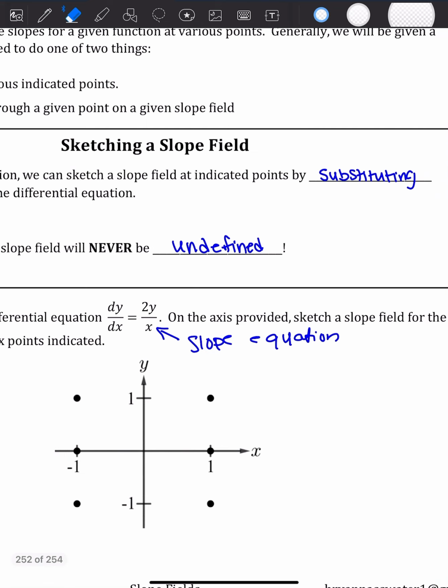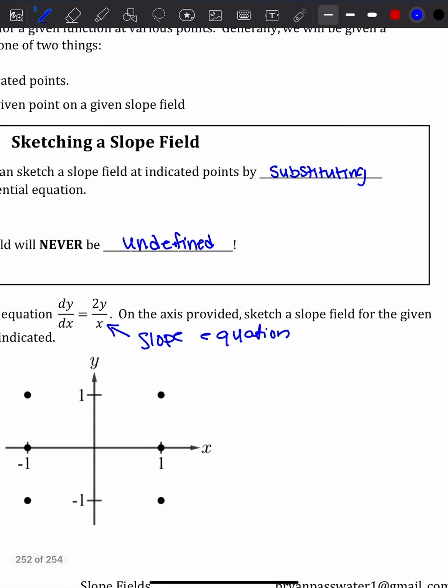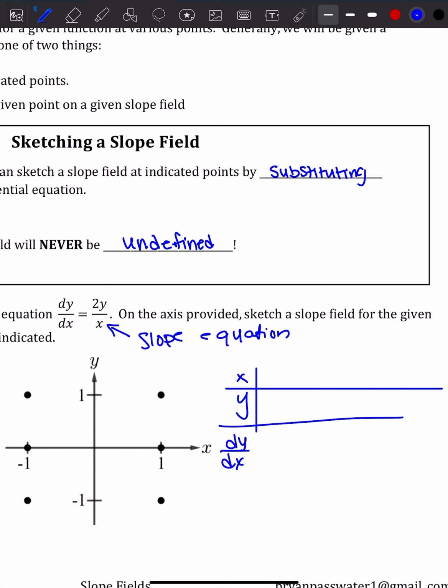So one way to make this easier on ourselves, sometimes I like to make a table. So I have x, y, and then I'm going to add a third column here for dy over dx. Technically, it's a row at this point. Our first x value can be any of the ones that we want to deal with. I want to deal with the positive ones first. So my first x value is 1, and my y value is 1. So I'm going to deal with this point right here first, (1, 1).